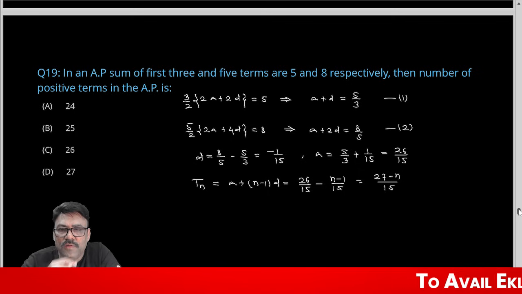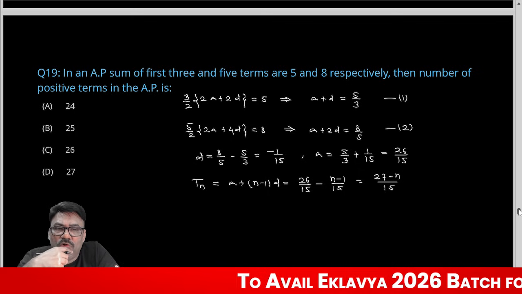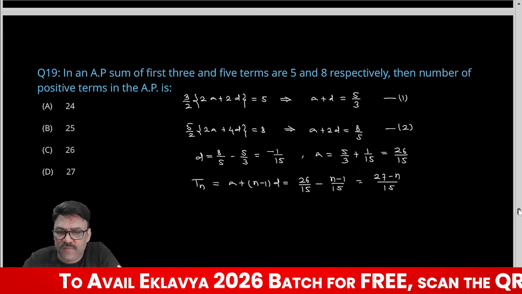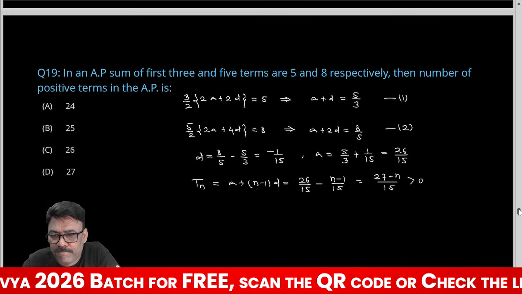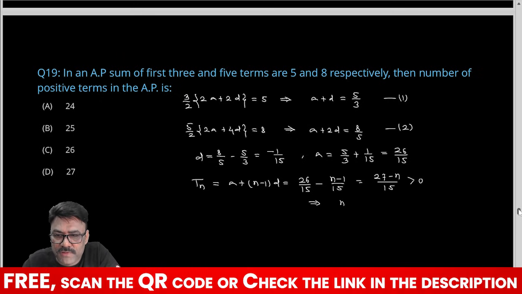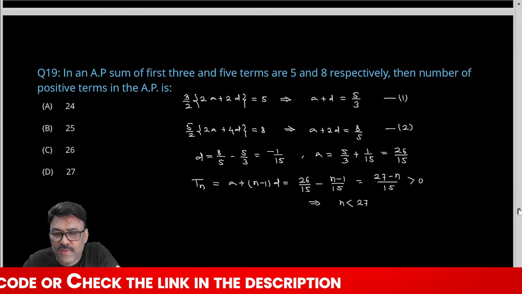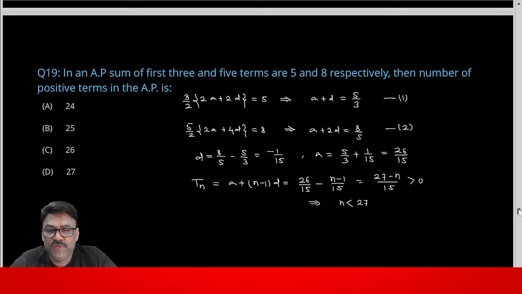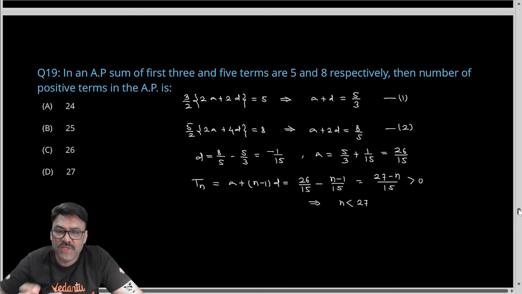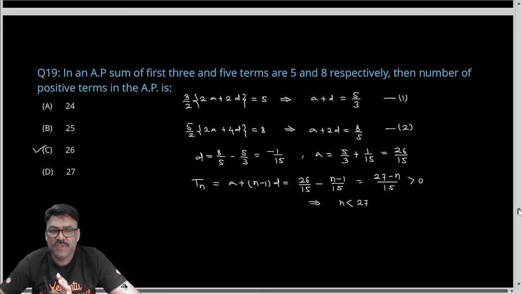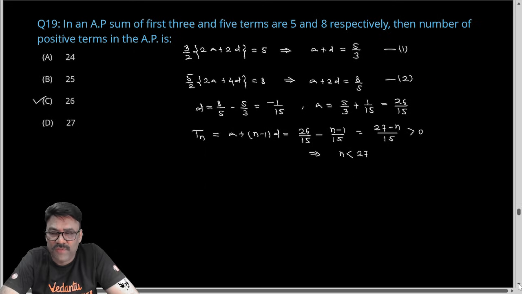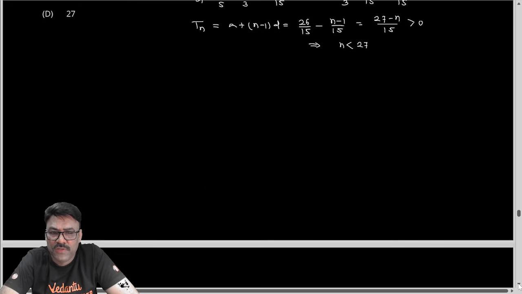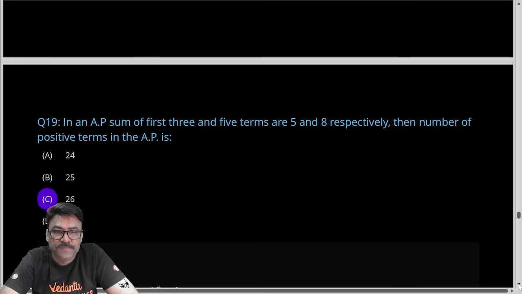And they are asking how many terms are positive here, the number of positive terms. So this should be positive. So this gives you n less than 27. So if the term is positive, then n must be less than 27. So that means that there will be 26 positive terms in this AP. The number of positive terms is 26. Actually, the 27th term will become 0. And after the 27th term, each term will be negative. So 26 positive, the 27th is 0, and all terms from the 28th onward will be negative.